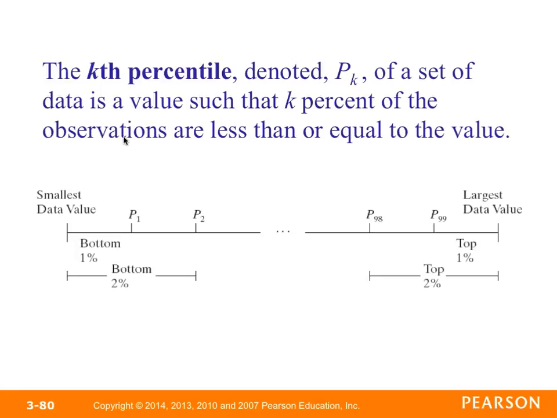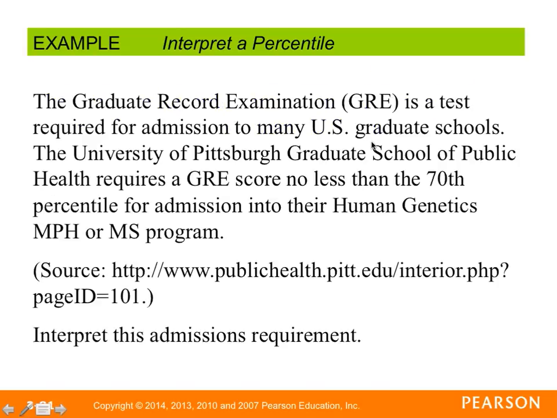And that just tells you how you performed compared to other individuals who took that same test. So the kth percentile here, denoted P of k, or P sub k, of a set of data is a value such that k% of the observations are less than or equal to the value.